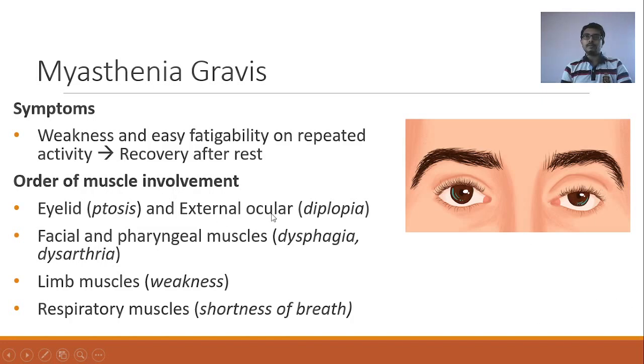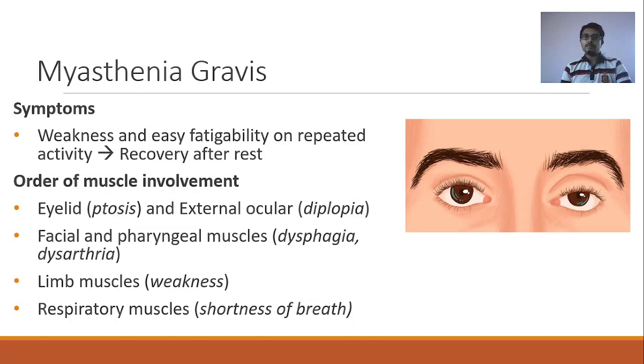Subsequently, external ocular muscles are involved, leading to diplopia or double vision. Then there is involvement of facial muscles and muscles in the pharynx, leading to dysphagia or difficulty in swallowing, and dysarthria or difficulty in speaking. This is followed by involvement of limb muscles, leading to limb muscle weakness. And at the end, respiratory muscles are involved, leading to shortness of breath. So this is the sequence of involvement of muscles.